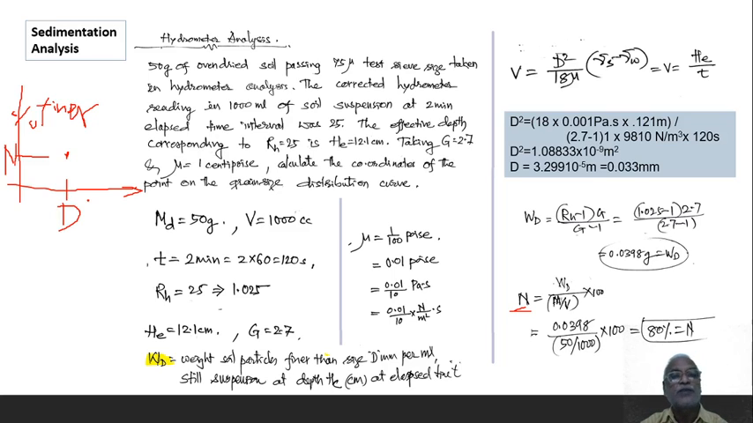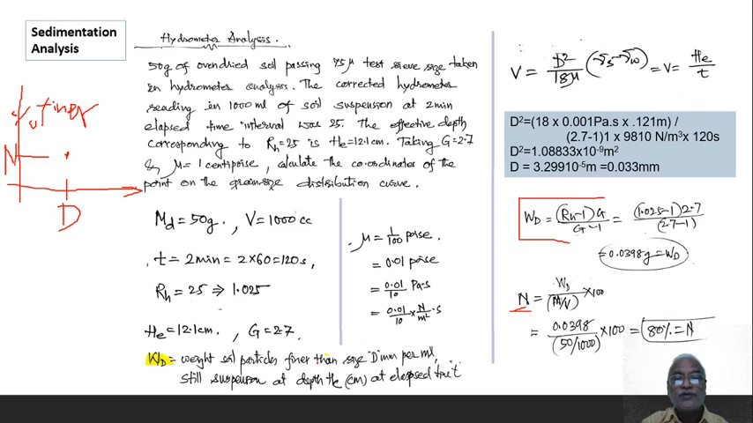That's what is expected. And as you know, n is directly given by this expression, WD divided by m by v into 100. What is WD? WD is the weight of soil particles finer than size d mm per ml of still suspension at the depth of HC at an elapsed time of t. That is what WD means. And then how to calculate WD? There is a formula here. So this formula will help us to calculate WD percentage.